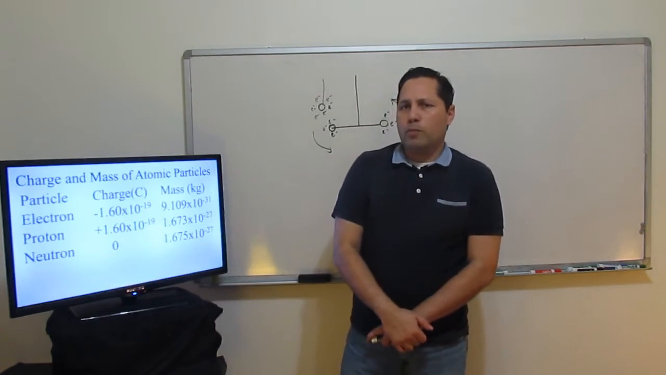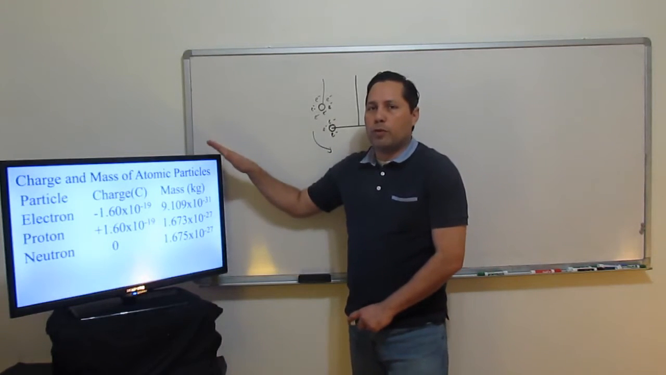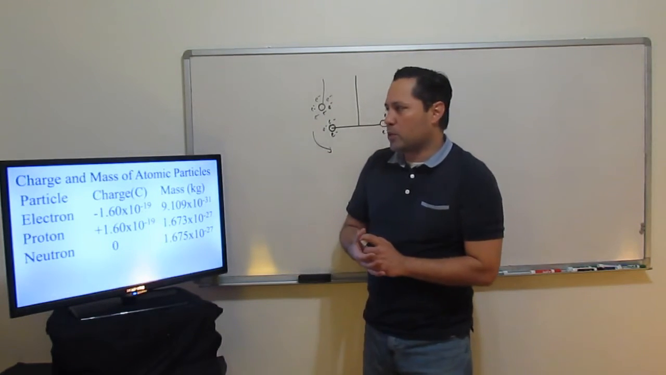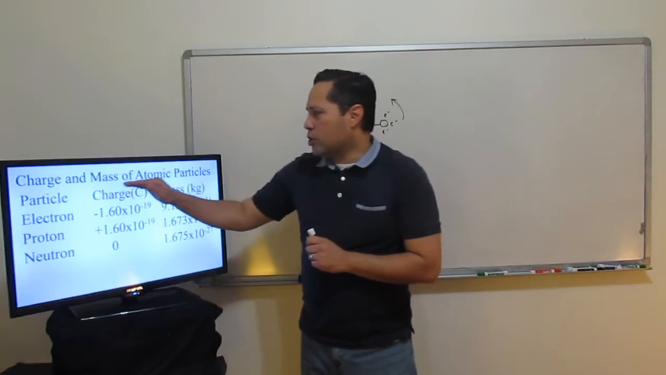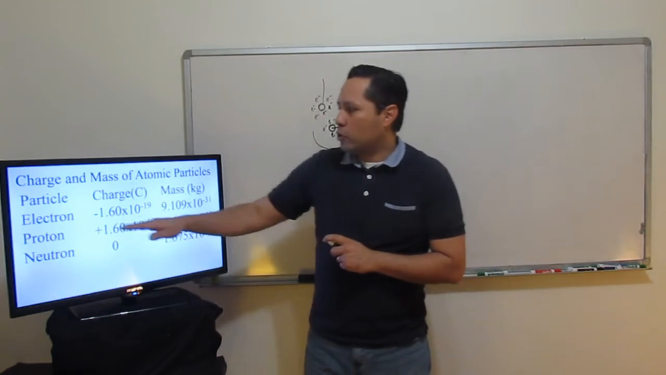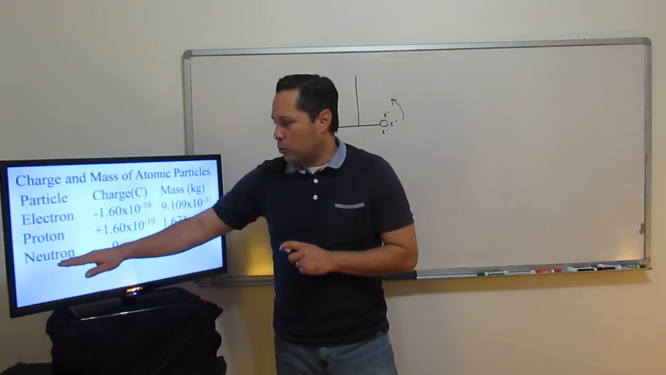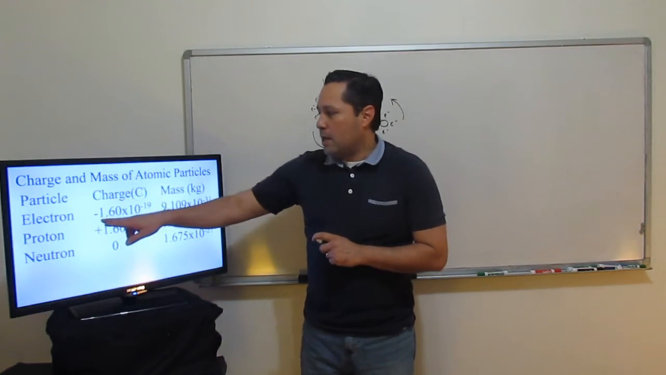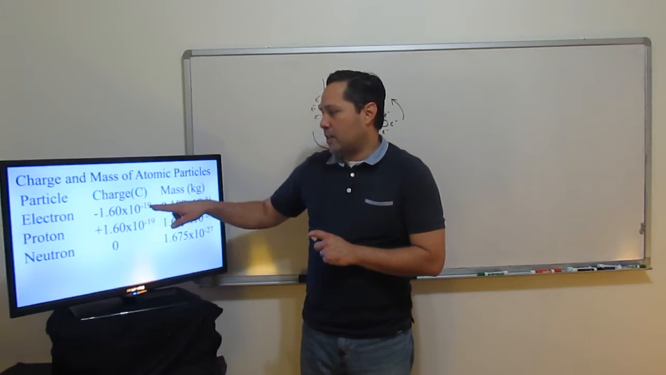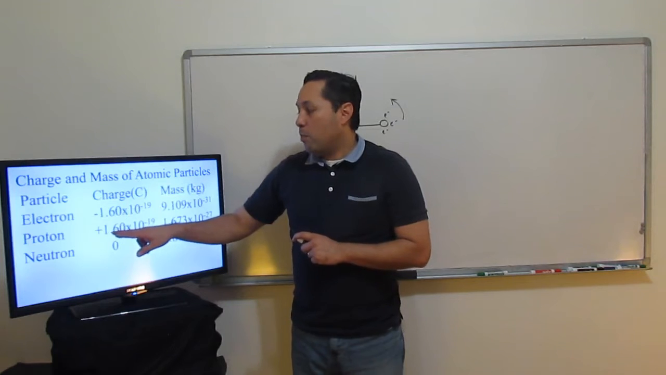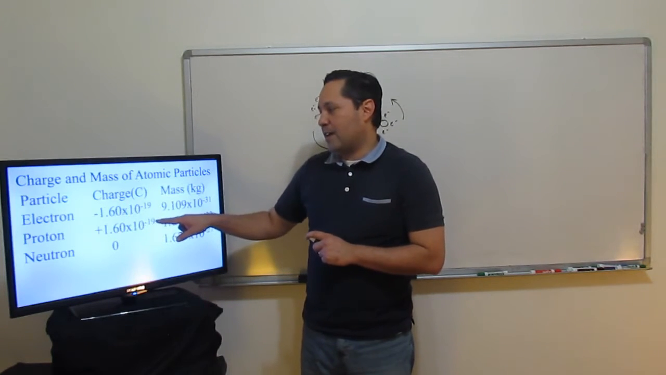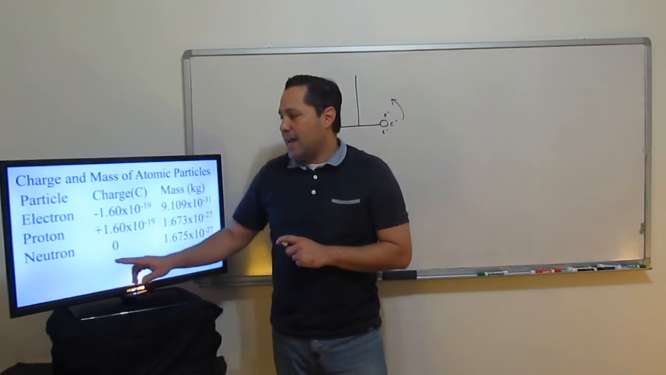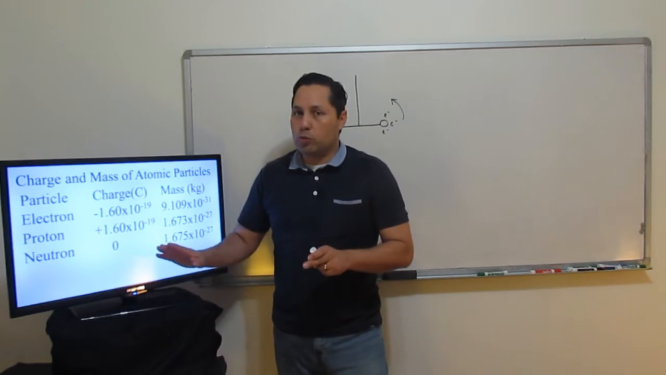Alright, useful information, and this table we'll refer to from time to time as we're solving problems. Let's see, charge and mass of atomic particles. So here are the particles, electrons, protons, and neutrons. Their charges are negative 1.6 times 10 to the negative 19 coulombs for the electron, positive 1.6 times 10 to the negative 19 coulombs for the proton, and the neutron has no charge, it's neutral.